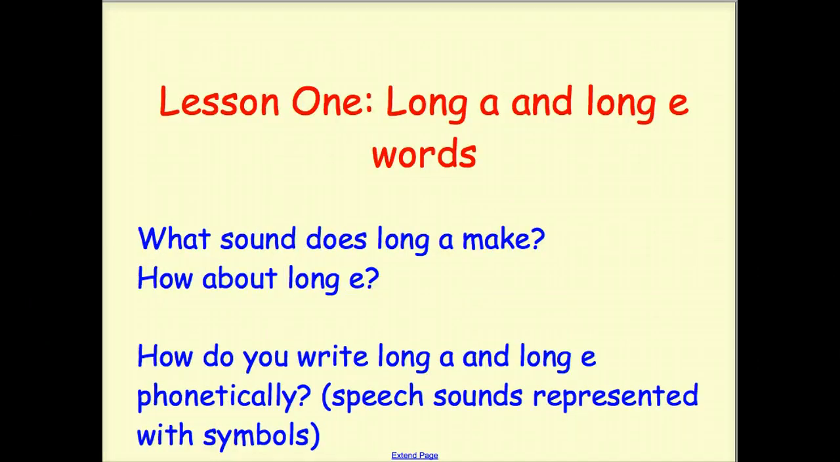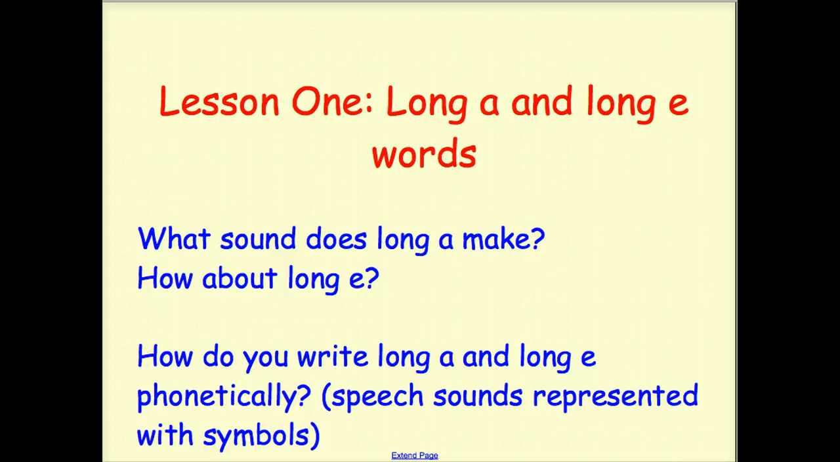Okay, so let's take a look at lesson 1, long A and long E words. All right. When I ask the question, what sound does long A make? Go ahead and make it if you can. If you're talking to the computer, it's okay. Long A. If you said A, you're correct. How about long E? You should all be talking to the computer and making a sound saying something like E.